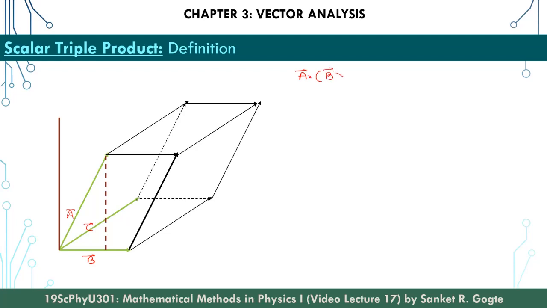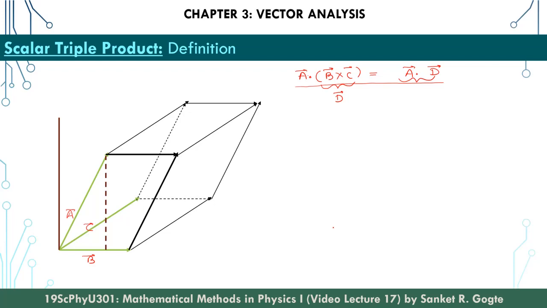It is A dot B cross C. This term B cross C is a vector quantity. Let me call that D for a while. And therefore, what we have for scalar triple product is A dot D, which in the end is the dot product between two vectors, and therefore this right hand side will be a scalar quantity, and therefore the name scalar triple product. Before we write the scalar triple product in component form, first let's see a geometrical interpretation of that.